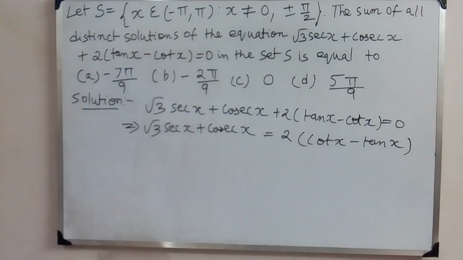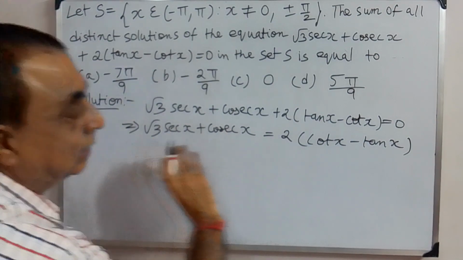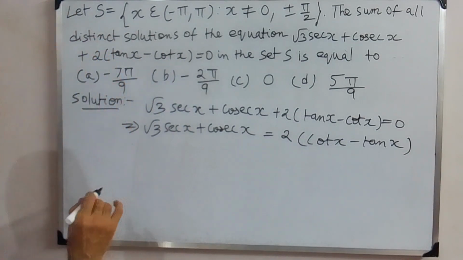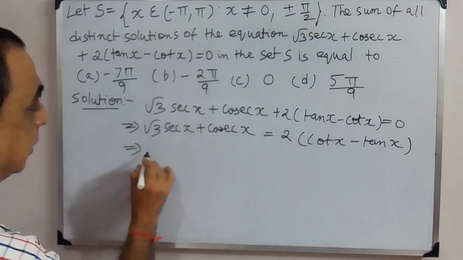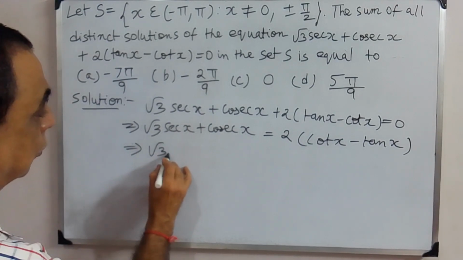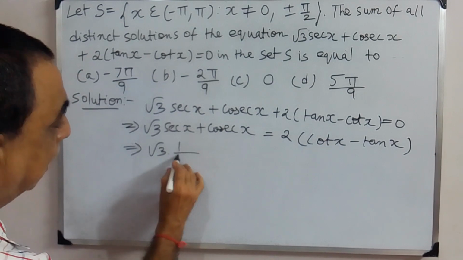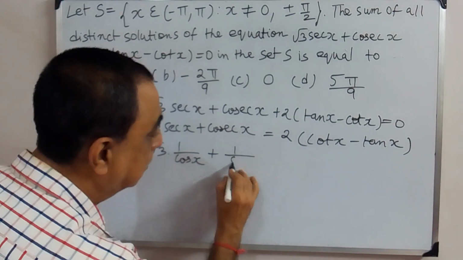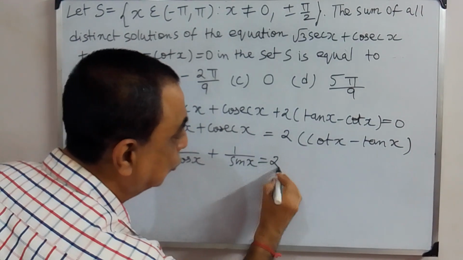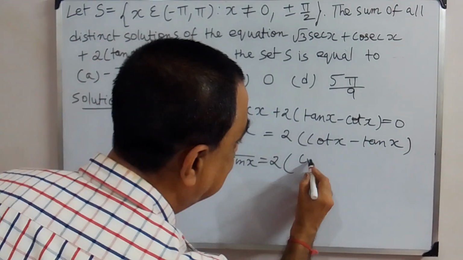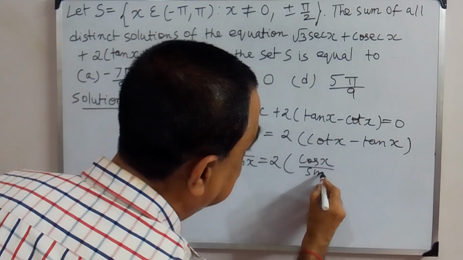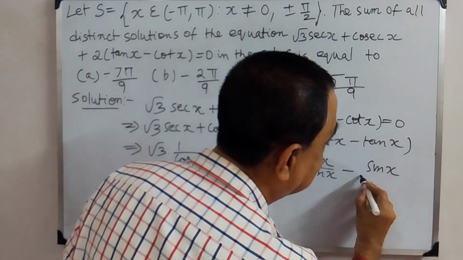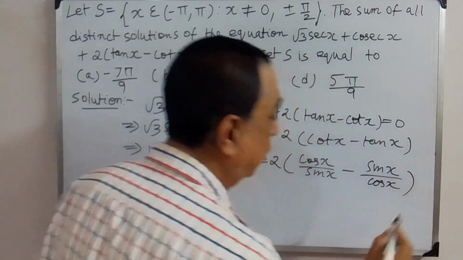Now see here, we are converting all the trigonometric ratios into sine and cos, because it will be helpful for us in working. So root 3 and sec x means 1 by cos x, and cosec x means 1 by sin x. It equals 2 times cot x, which is cos x divided by sin x, minus tan x. Tan x is sin x divided by cos x.